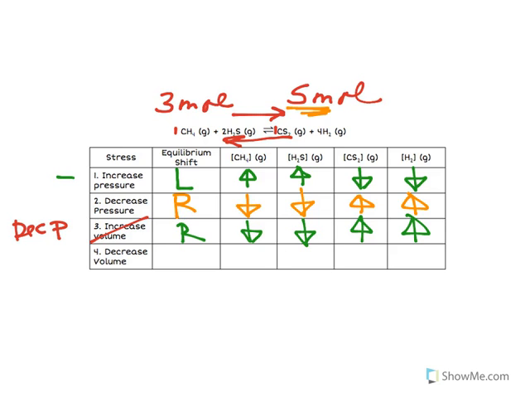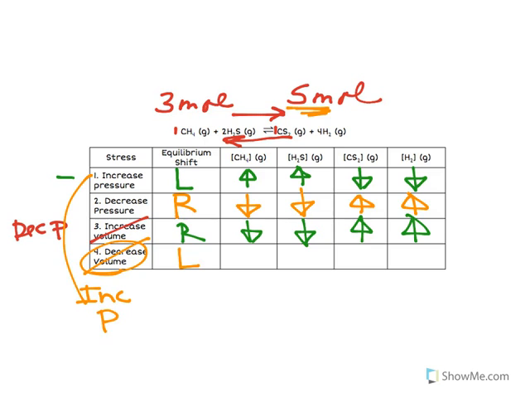So what happens when I decrease the volume? Well, decreasing the volume is nothing but increasing the pressure. So the system's going to do the exact same thing it did when we increased the pressure. It's going to shift to the left to try to decrease the pressure.